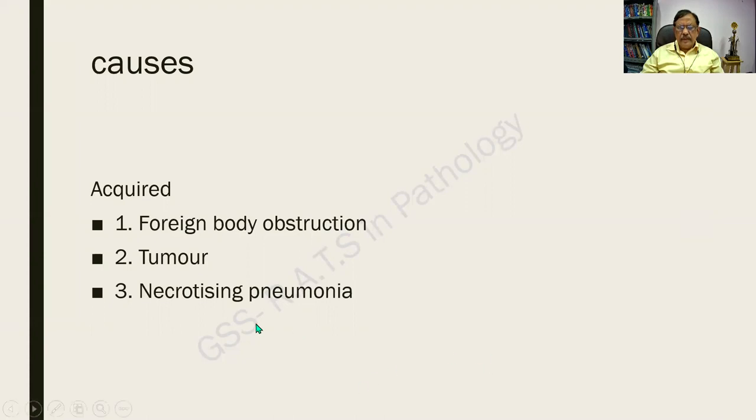Another condition is necrotizing pneumonia, in which there will be an inflammation and a weakening of the walls. So these are the three acquired causes of bronchiectasis.